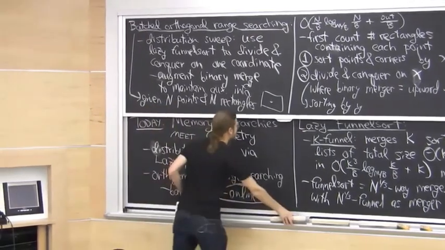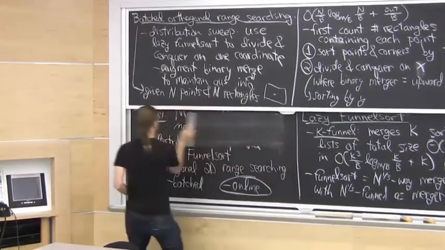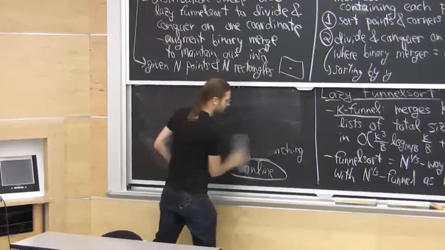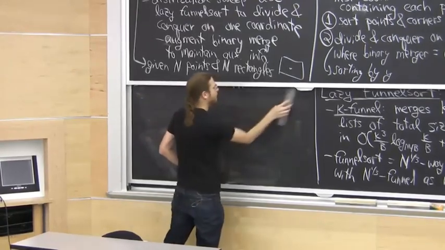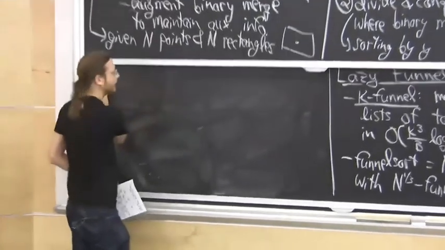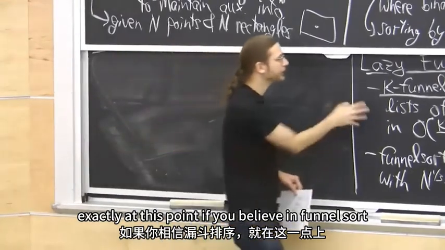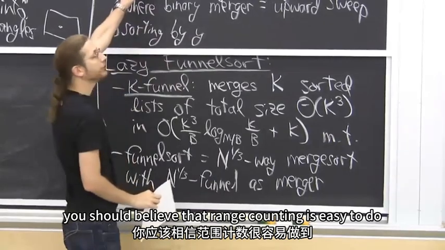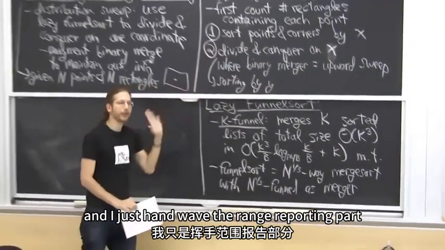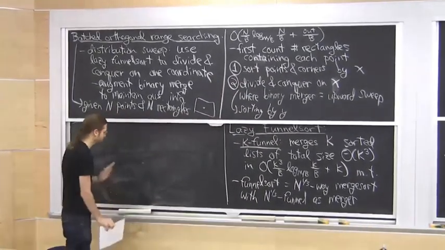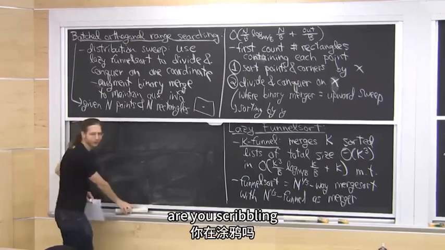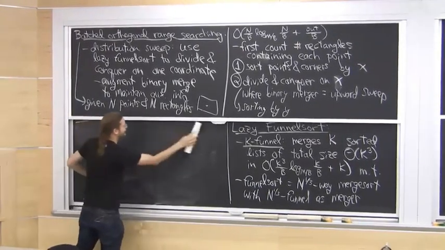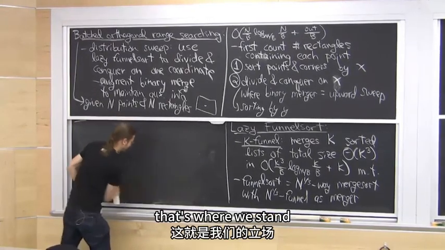All right. So we did the range counting problem in detail. At this point, if you believe in funnel sort, you should believe that range counting is easy to do. And I've just hand-waved the range reporting part. Are you scribing? Is that why you ask? That's where we stand.